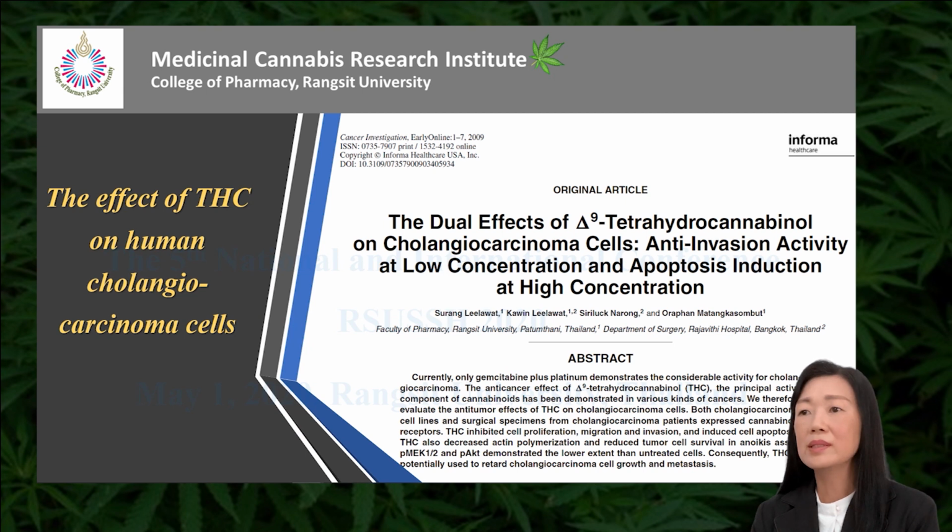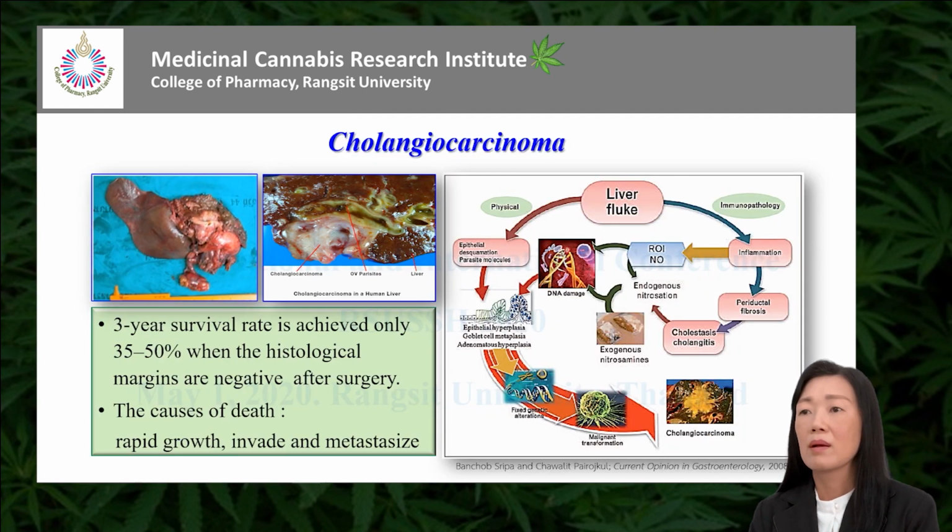My first study is on the effects of THC on cholangiocarcinoma. This publication shows that THC inhibits cholangiocarcinoma proliferation and migration. Cholangiocarcinoma is a malignancy of the biliary duct system. It originates in the liver and extrahepatic bile ducts.